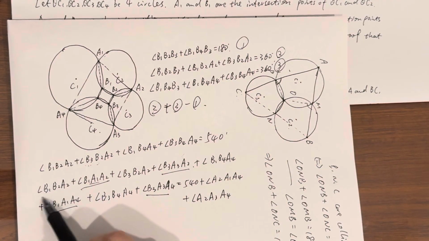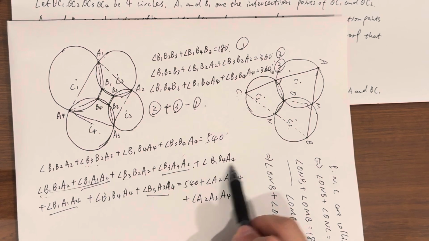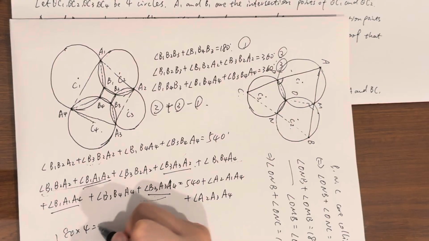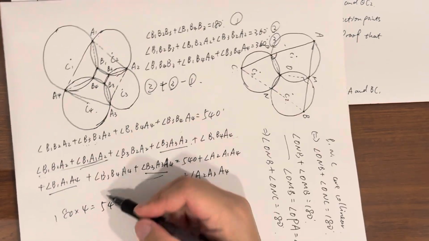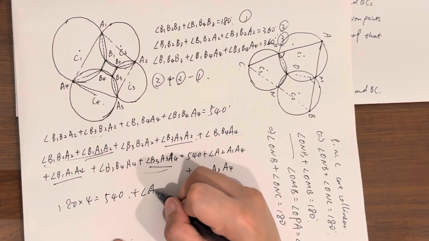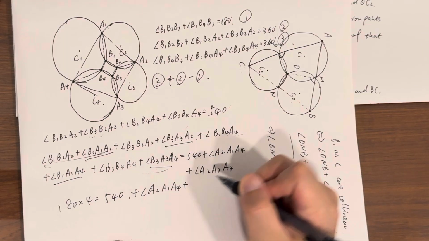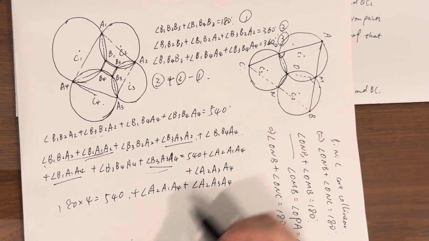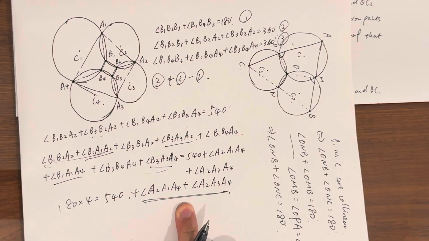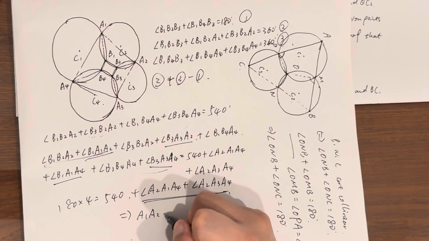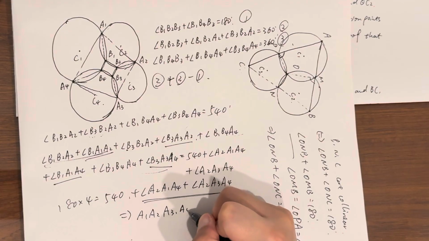Right? And we know that this is 180 degrees, this is 180 degrees, this is 180 degrees, this is 180 degrees. So that's 180 degrees times 4 equals 540, which is 180 degrees times 3, plus angle A2, A1, A4, plus angle A2, A3, A4. Right? Which means the summation of these two angles is 180 degrees. So we got A1, A2, A3, A4 are cyclic.